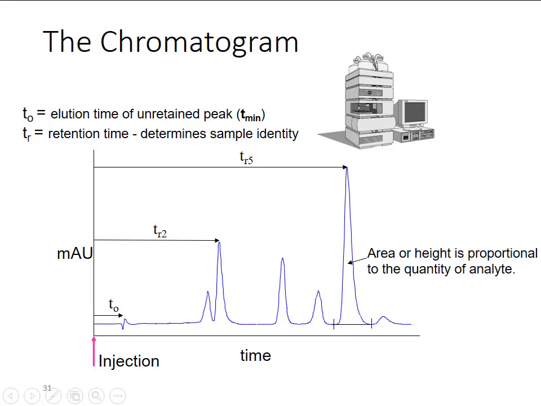An additional important feature of a chromatogram is shown here as T0, sometimes called T minimum, and this is the elution time of an unretained peak. In the case of liquid chromatography, this distortion in the baseline is where we see the solvent that the sample was dissolved in eluting from the column.